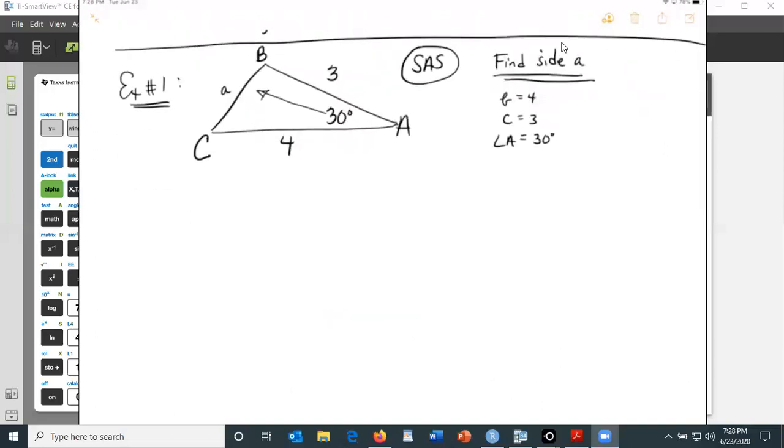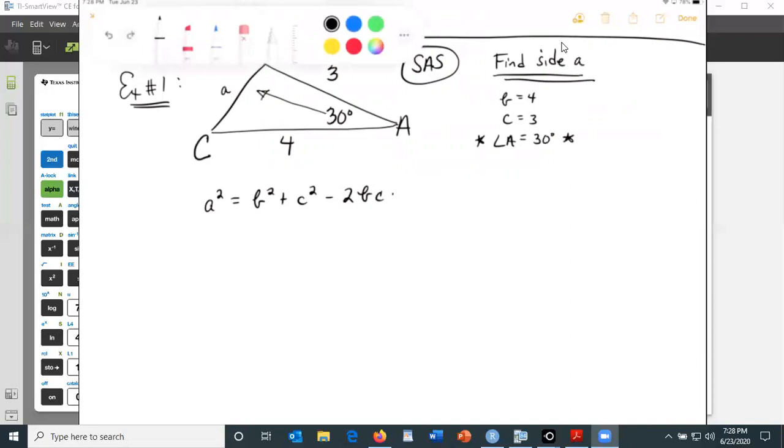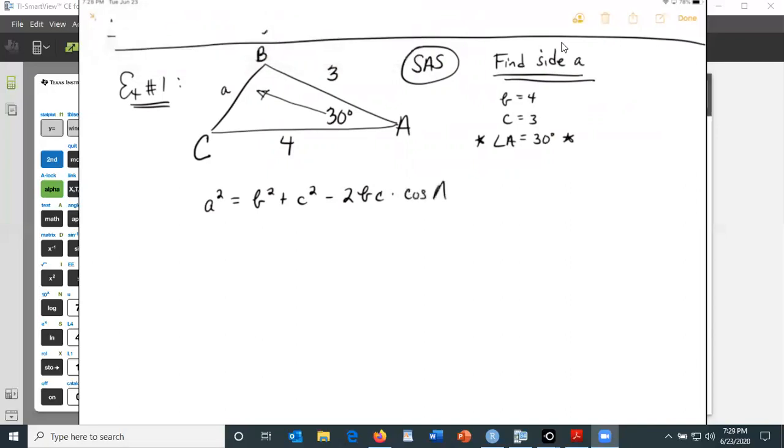Okay? So the angle determines which formula you use. If you have angle A, you use the first formula. If you have angle B, you use the second formula. If it's angle C, you use the third formula. Okay? So let's set this up. The first formula is being used, and it's cosine A. All right, now you just fill in the numbers and then we'll see where we go there.